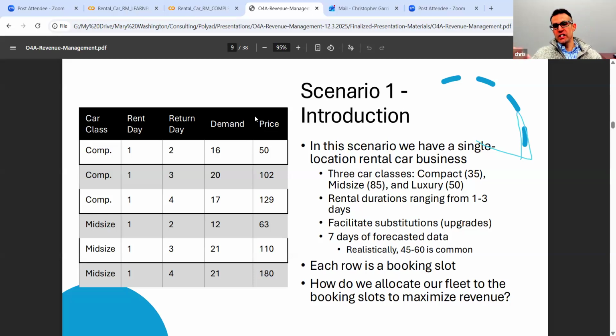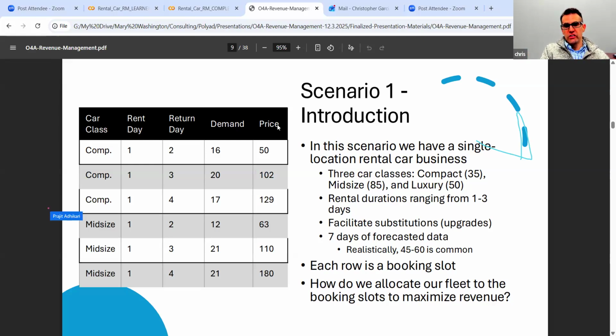So you can do that, and this actually is a win-win, because the people getting the upgrade get the unexpected surprise of a better experience than they had anticipated, and the companies can make more flexible use of their capacity. Through each of the scenarios, we're going to see the impact that substitutions make. You can allow substitutions, or you can say no substitutions. If they're asking for a compact car, they have to be allocated a compact car. And again, each scenario will have 7 days of forecasting data.